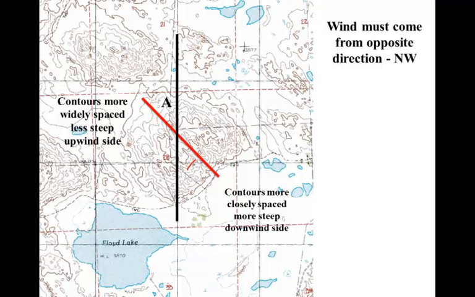Because the contours are steeper on the downwind side, gentler on the upwind side, we know that the wind came from the northwest, producing steep contours on the downwind side, widely spaced contours on the upwind side.